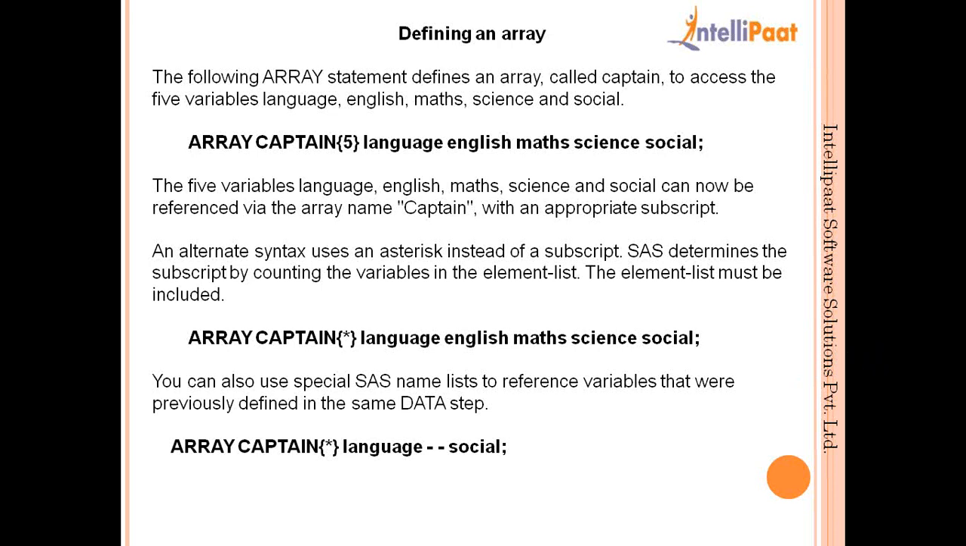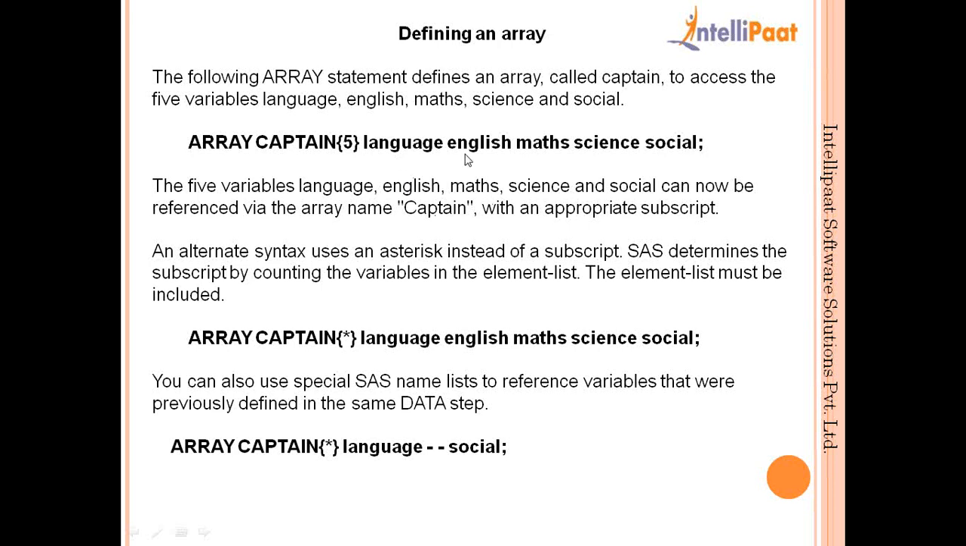Okay, then we have the following array statement. It defines an array called captain to access the 5 variables language, English, math, science and social. Array captain 5: this 5 shows that there are 5 members in the array, and those members are language, English, math, science and social. So these 5 variables can now be referenced via the array named captain with an appropriate subscript. If I say captain 1, that would be language.